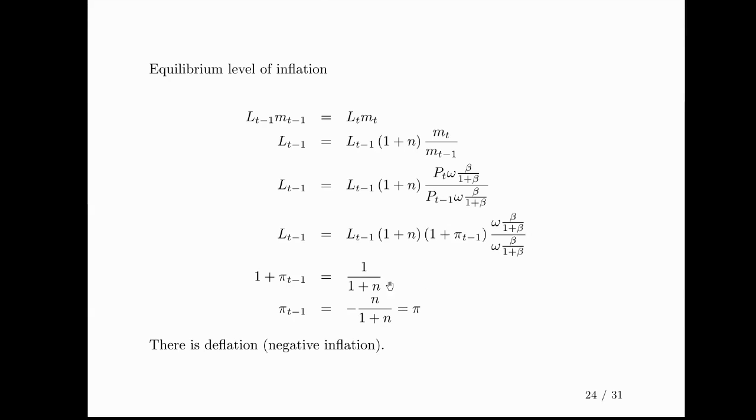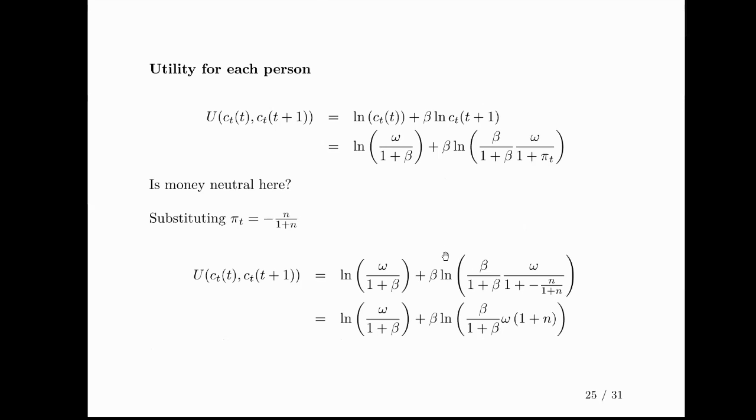And now we can look at what happens to people's utility over time. What we can do is just substitute c_t and c_{t+1} and use again the fact that u is a log of c_t. So we can have an explicit expression and we find this expression there. So is money neutral? First of all, is money neutral in this model?